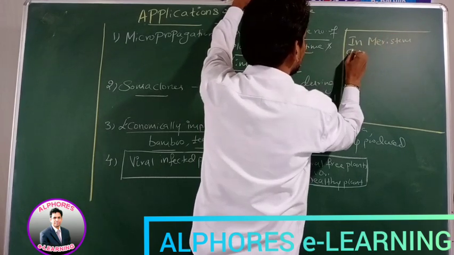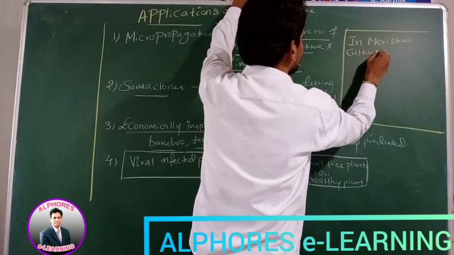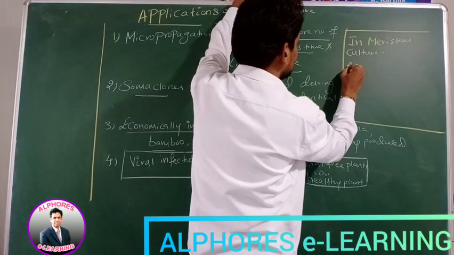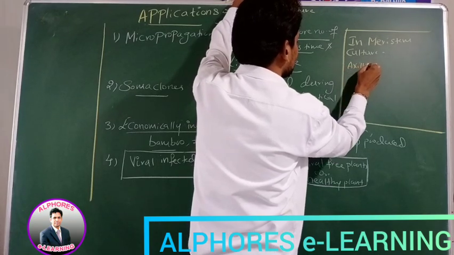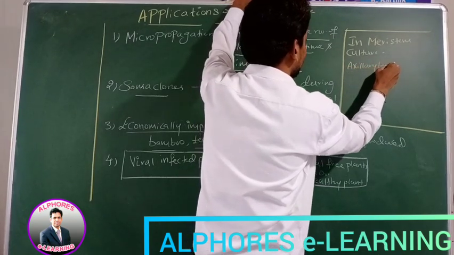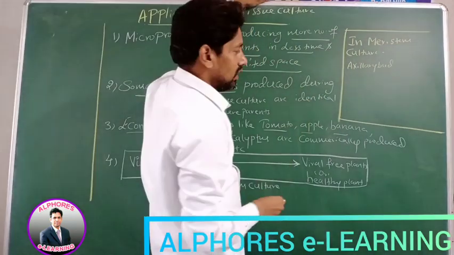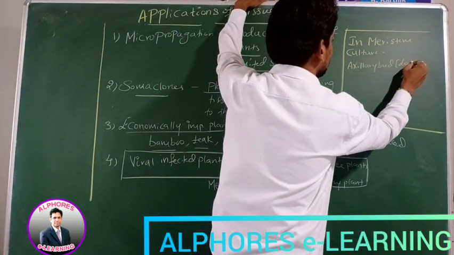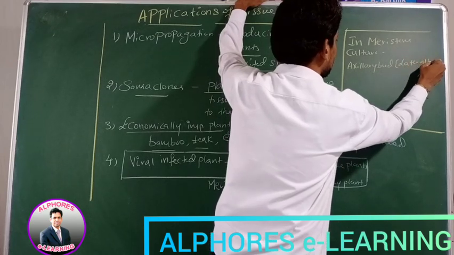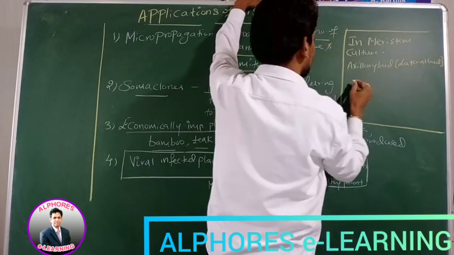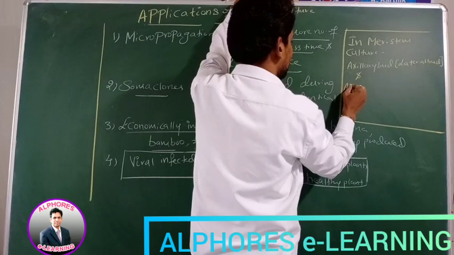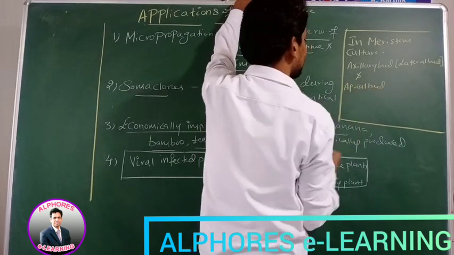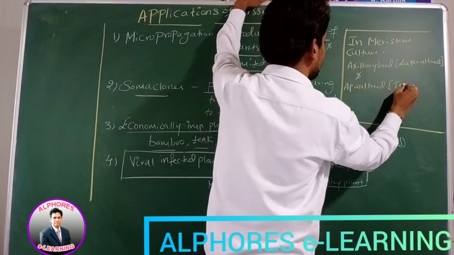In meristem culture, write axillary bud. What is another name for axillary bud? Lateral bud. And apical bud. What is another name for apical bud? Terminal bud.